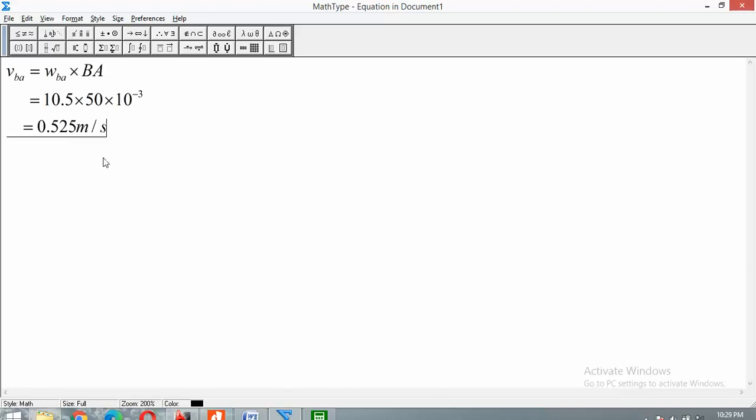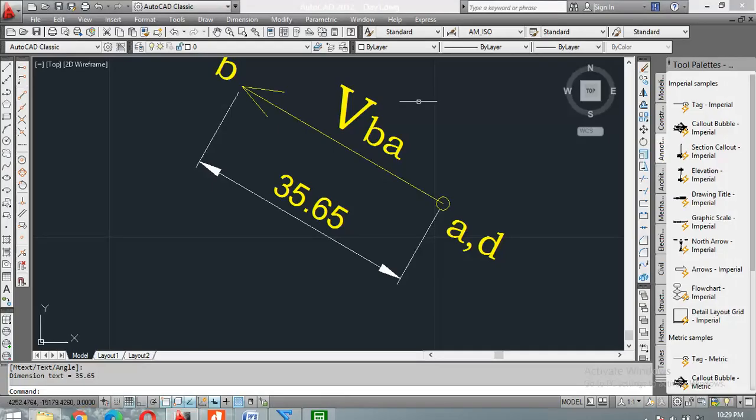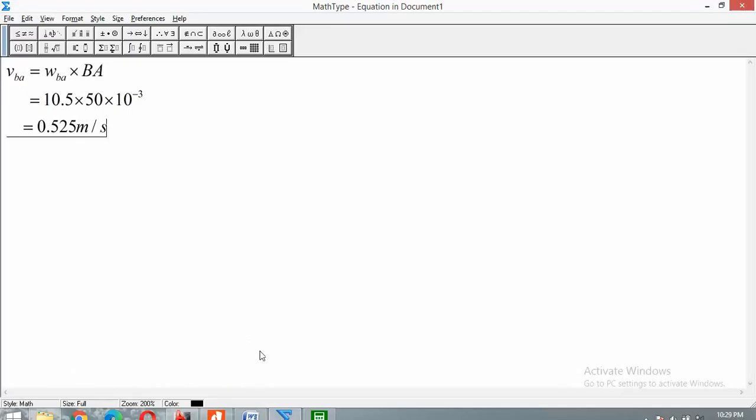Okay, so what we'll do, let us take some appropriate scale. Say I want to represent this line with 0.525 meter per second, but the scale length should be in terms of centimeter. So this is the first vector. ये हमारा पहला ही वेक्टर है. So with this vector itself we will decide the scale.